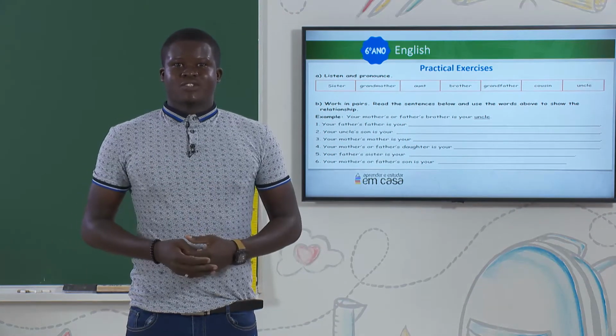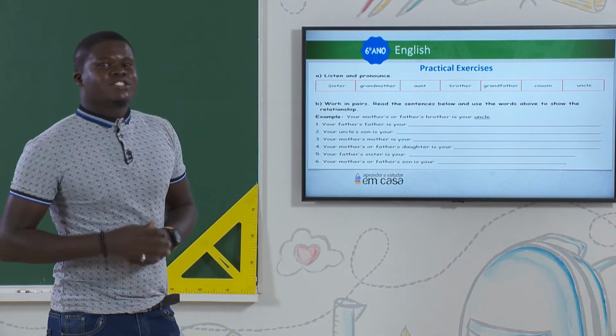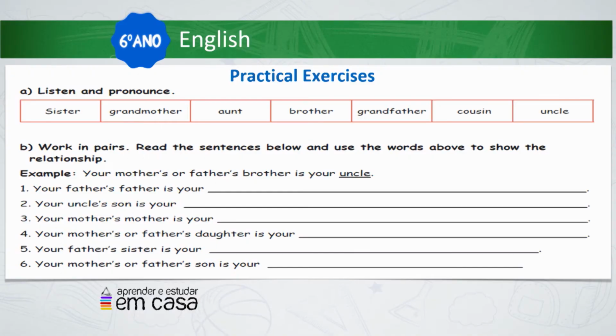Have you finished the exercise? Great, I know you could do it. So let's check the answers. So for number 1, your father's father is your grandfather. Good. Number 2 is, your uncle's son is your cousin. Good.